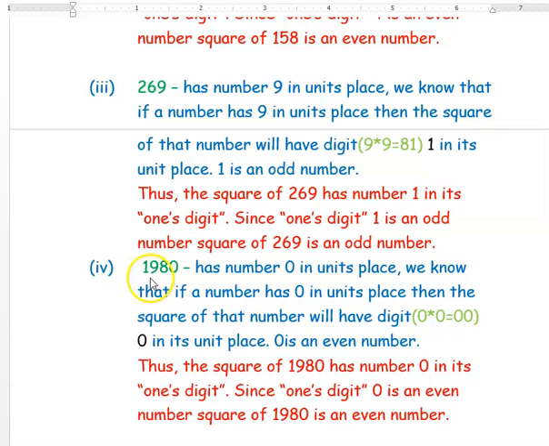Next number given is 1980. Here 0 is in the units place. If you square 0, you'll get again 0 in the units place. So 0 is an even number. Thus 1980 is an even number and its square is also an even number.